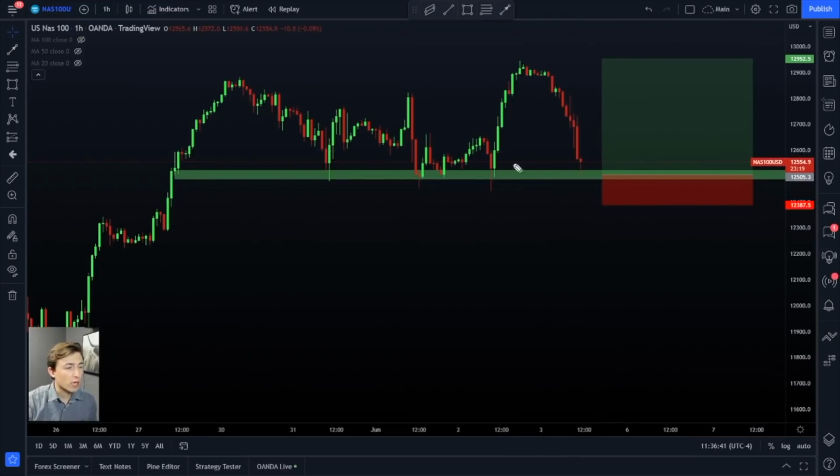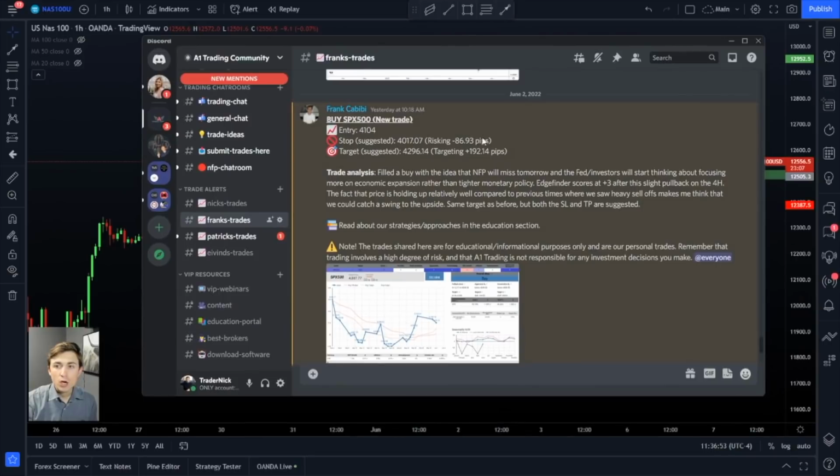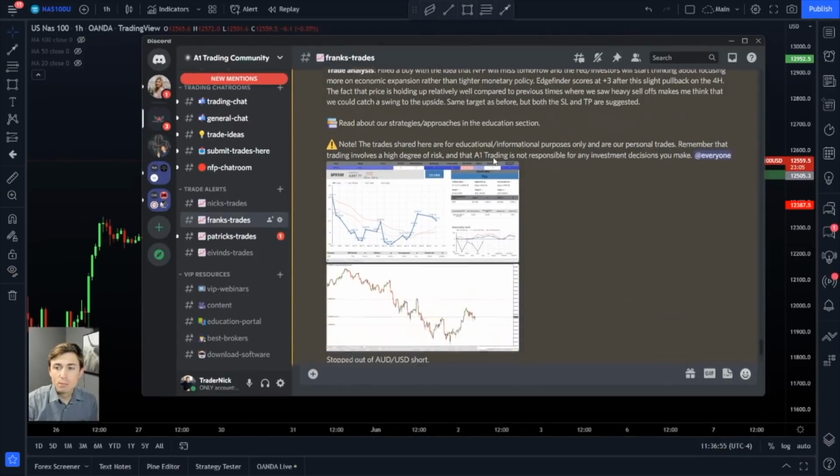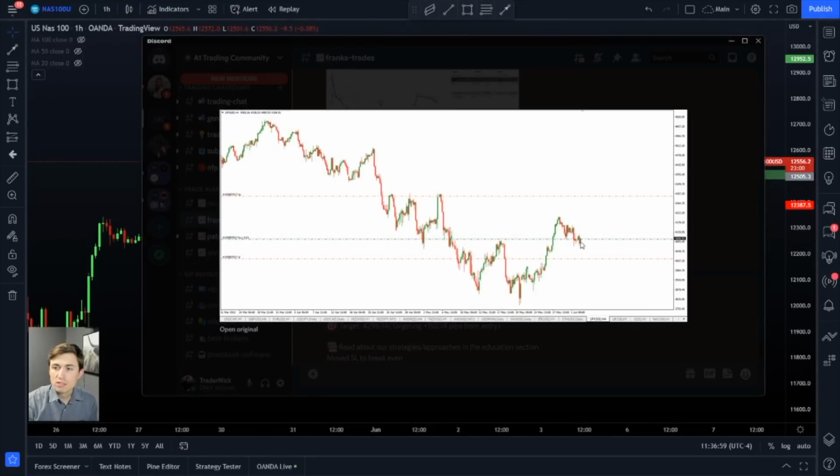But we caught this move yesterday. In fact, this was a trade shared inside of our VIP Discord. Let me show you so that you know I'm not just making that up. I didn't take the trade. It was actually Frank, who is one of our traders here at A1 Trading. All of our trades are shared here. You can see he basically picked up the position right as price pulled back down into this area of value.